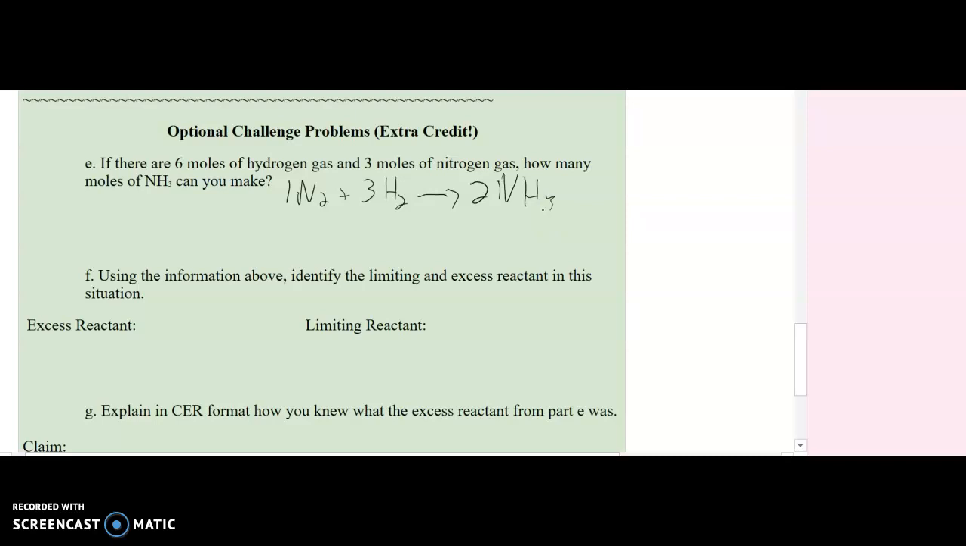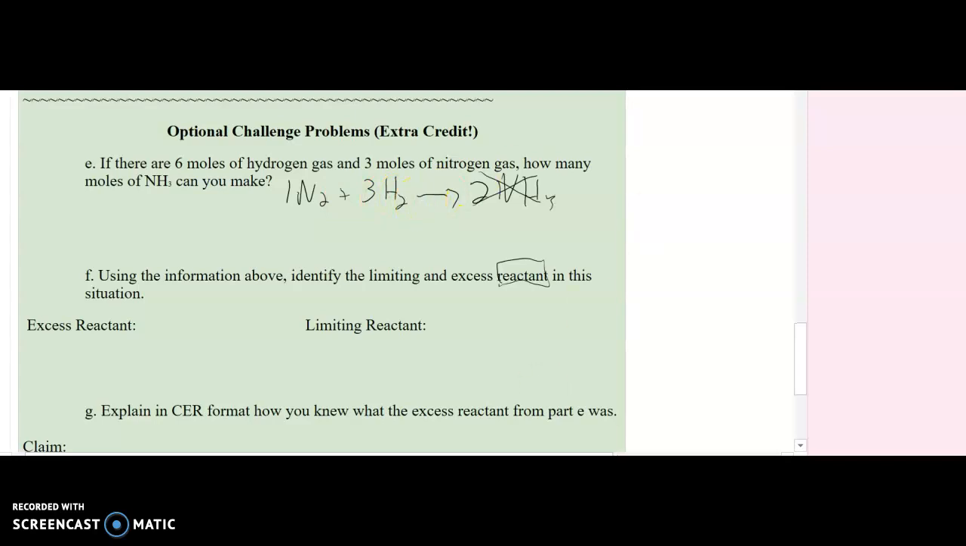Cool. So, using the information above, how many moles of NH3 can you make? Really what this is asking for is, we just need to find the limiting and excess reactant. So the key thing here is reactant, okay? This is a product. So for this problem, I cross it out so I don't have to think about it. Now, where this can be really confusing is doing the math, okay? So this is our balanced formula.